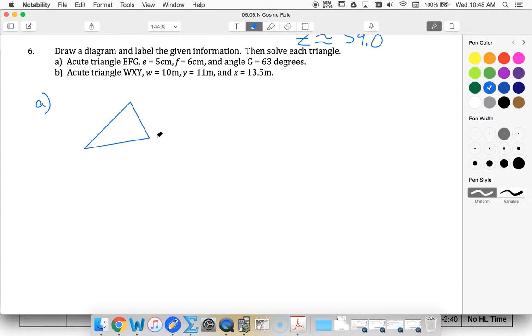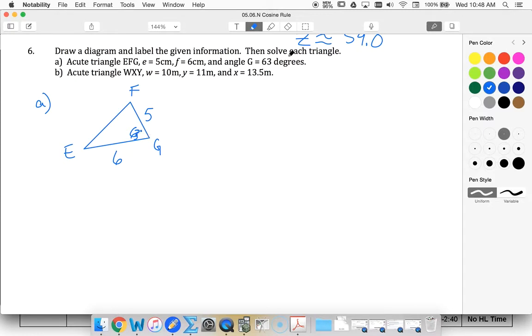All right, so now I'm going to label my angles E, F, and G. Across from E is where my 5 is. Across from F is where my 6 is. Angle G is 63 degrees.